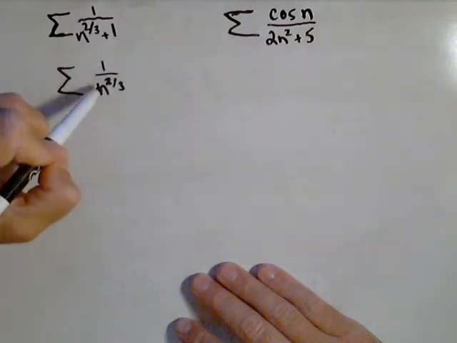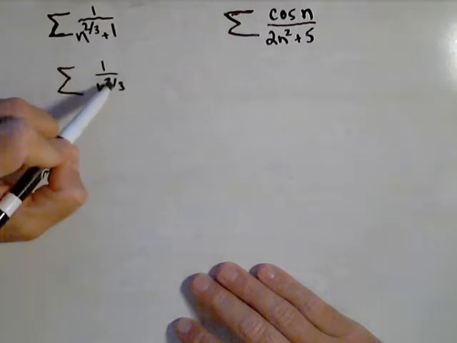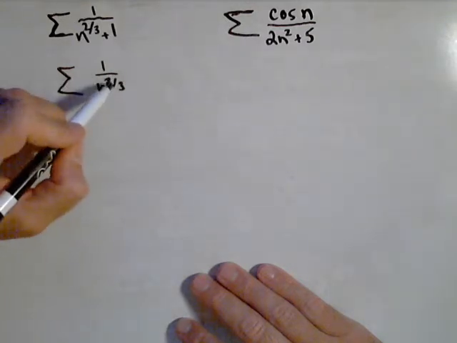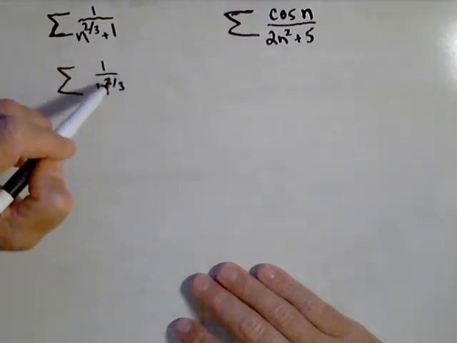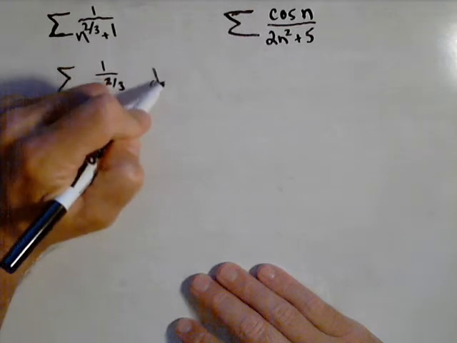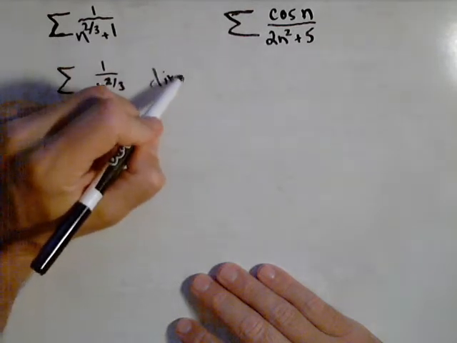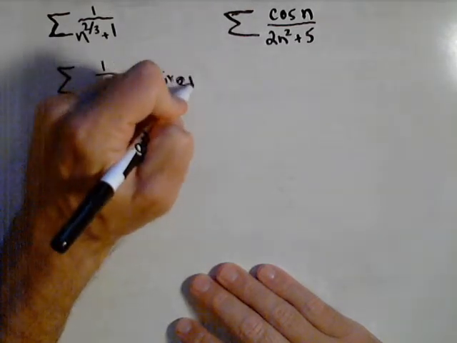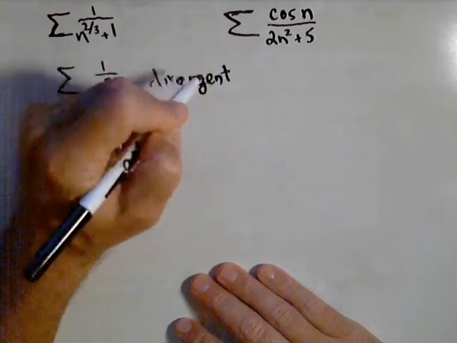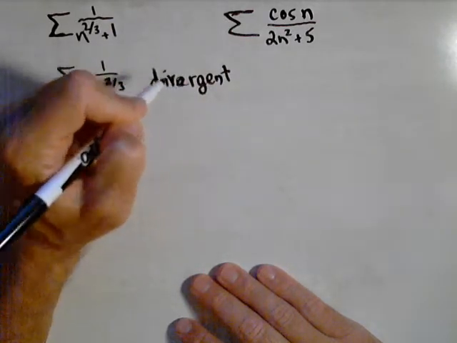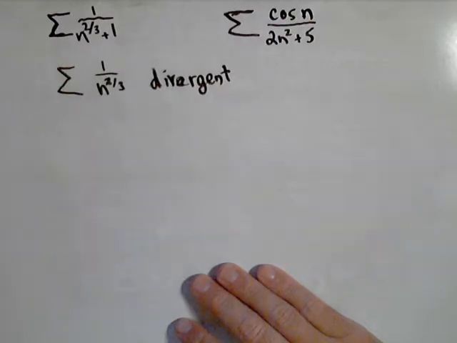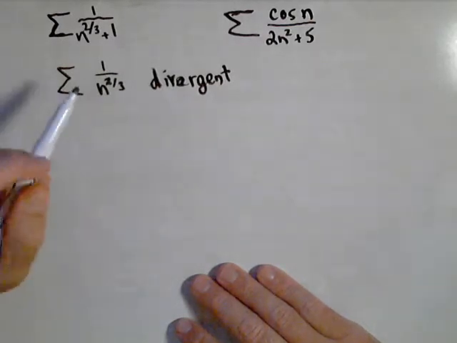because I know that when they're in this form, if they have an exponent that is greater than 1, it converges. If it's less than or equal to 1, it diverges. So I know this is a divergent series. So if I'm using the limit comparison test and I get a constant, I know that they both diverge.